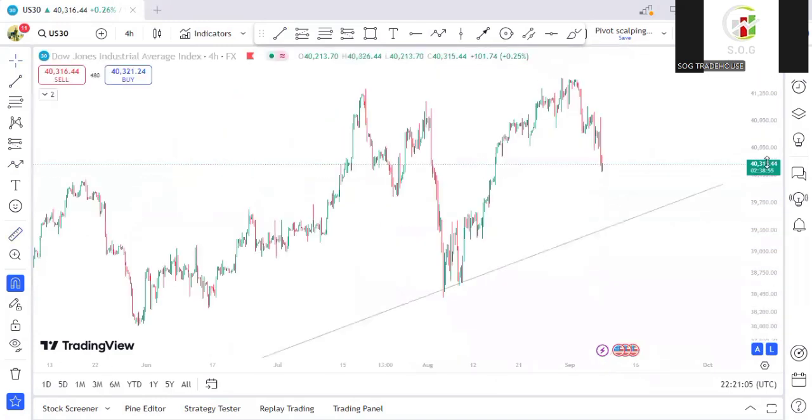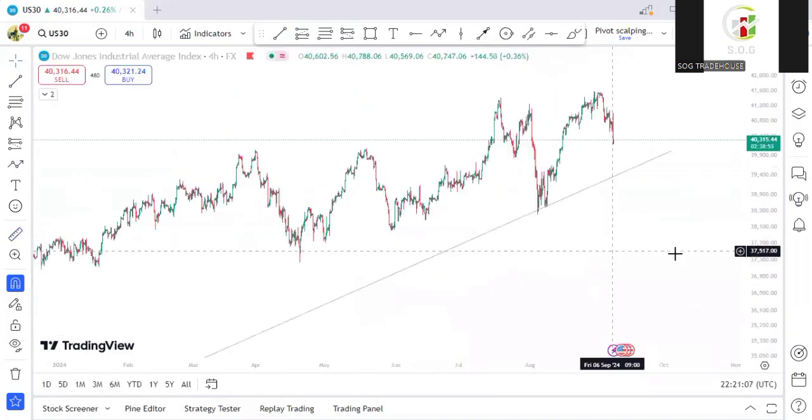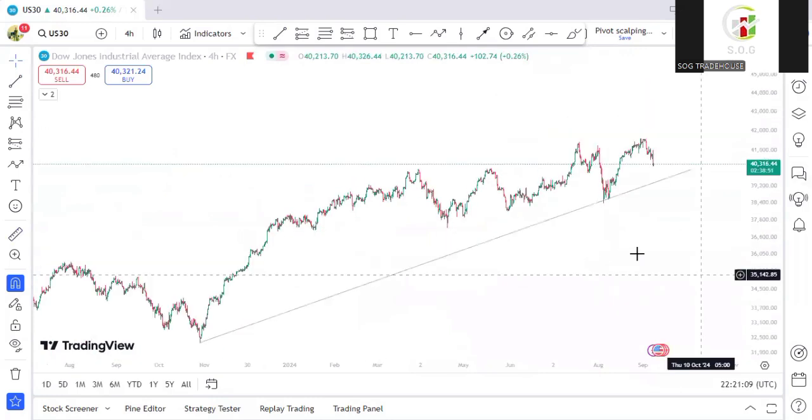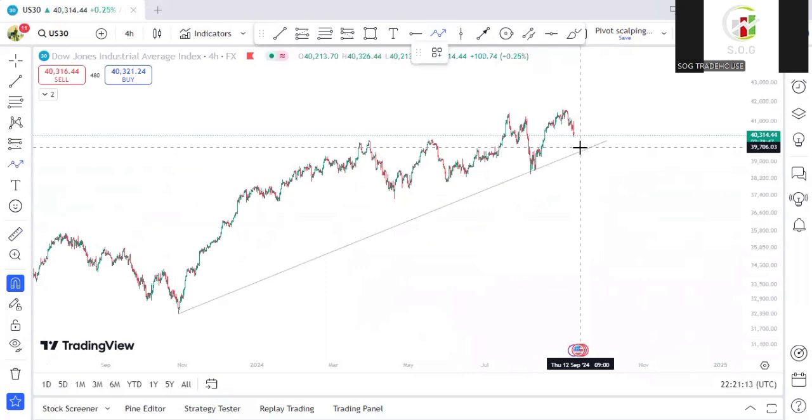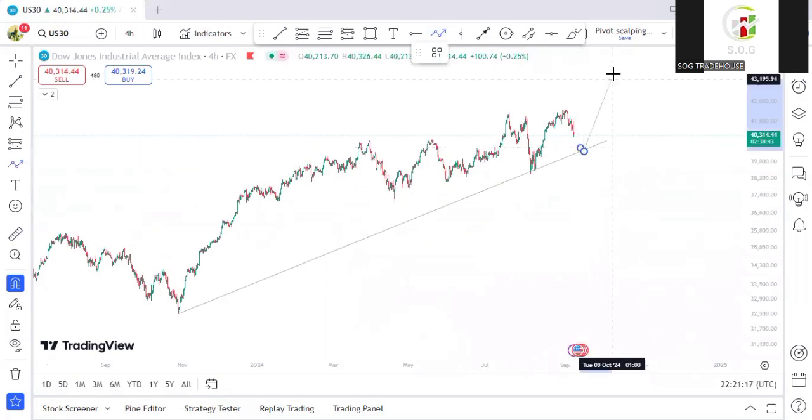So basically on US 30, we should be waiting for the market to move back to this trend line. And if the trend line is being respected, we'll take buys to the upside.